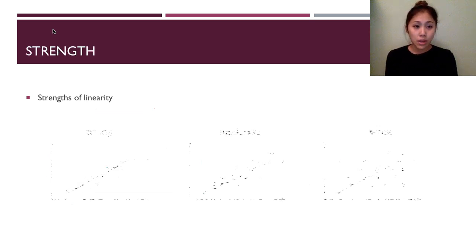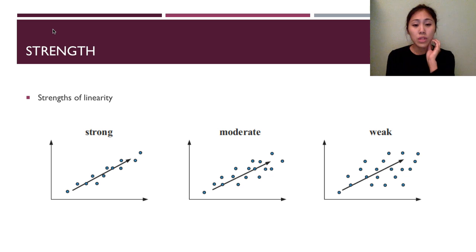Strengths of linearity. Here you see three different levels. This is how we categorize the strength. The strongest one is, you see the majority of the data is very much around the line of best fit. Moderate means they're kind of generally well within a range. And weak means that it's scattered with a very wide range of x and y values.